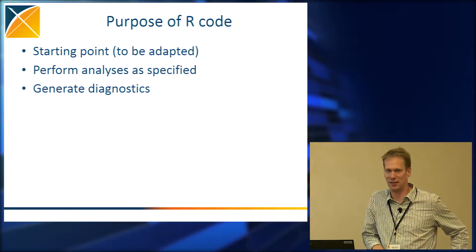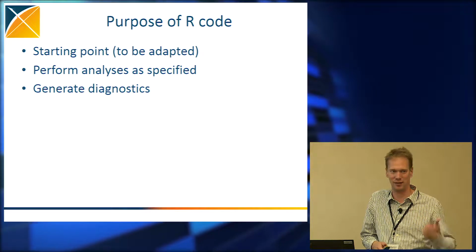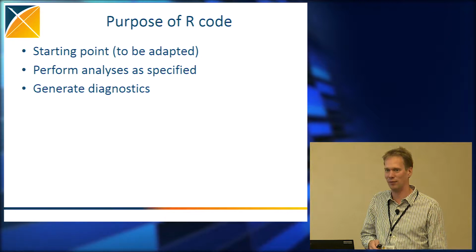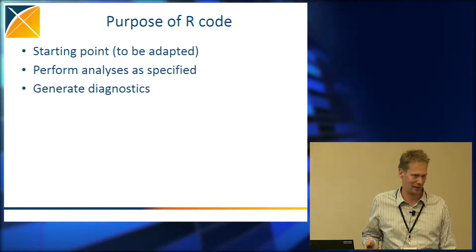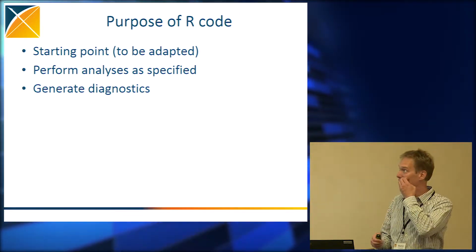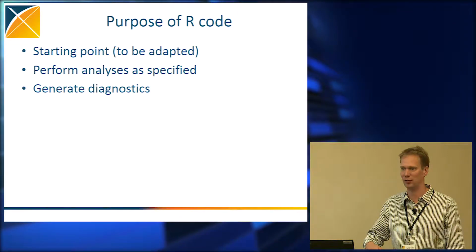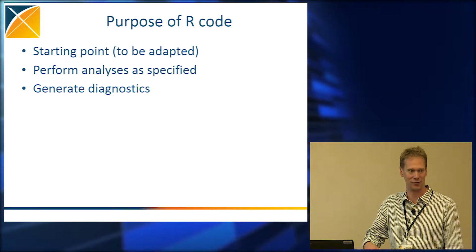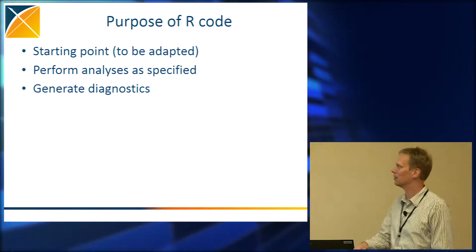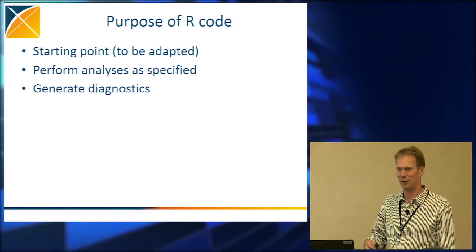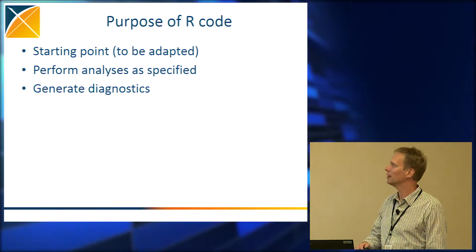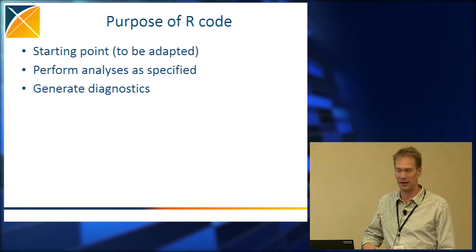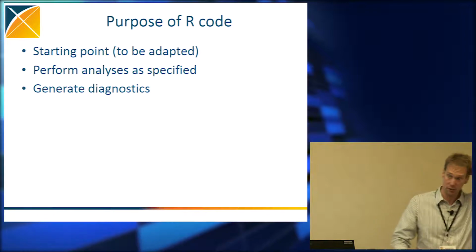So the purpose of that code is to be a starting point. If you just copy-paste that into your own environment, it's probably not even going to work because the cohorts need to be instantiated and you need to specify the connection details, etc. And you may actually want to modify or further refine the choices that you made in Atlas, like adding custom covariates, even though we may not think that's the best idea in the world. What the R code does is it performs the analysis as specified in Atlas, and it generates diagnostics.